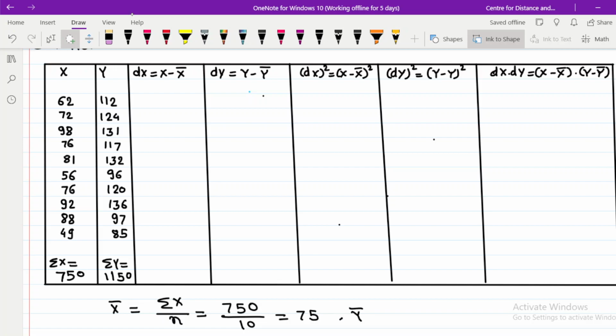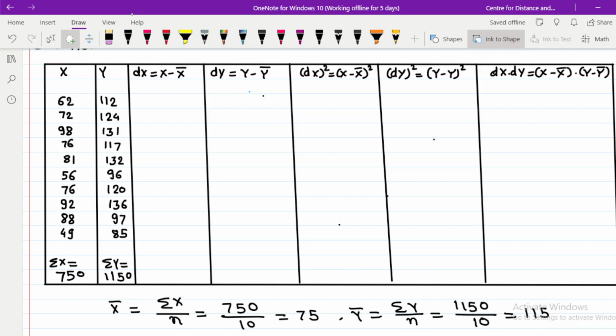In the same way, we calculate y bar, that is summation y divided by n, which is equal to the value of summation y, 1150, divided by the value of n, 10. Cancel out 0 from numerator and denominator, we get y bar is equal to 115. On page number 104, by printing mistake y bar is printed as 66, but the actual value of y bar is 115.